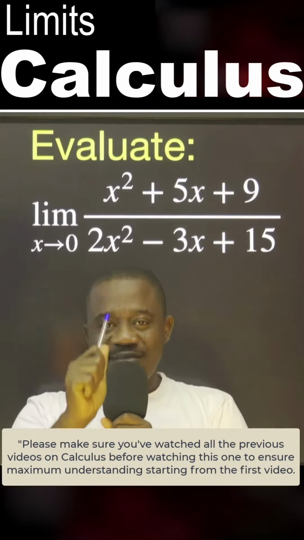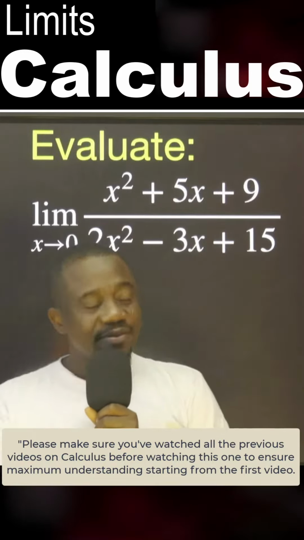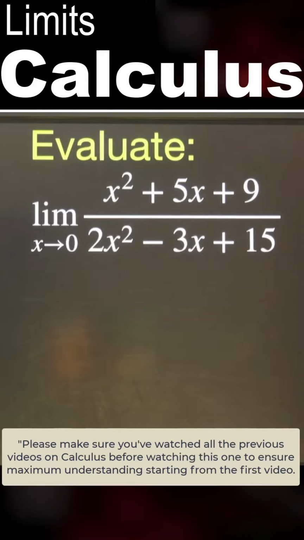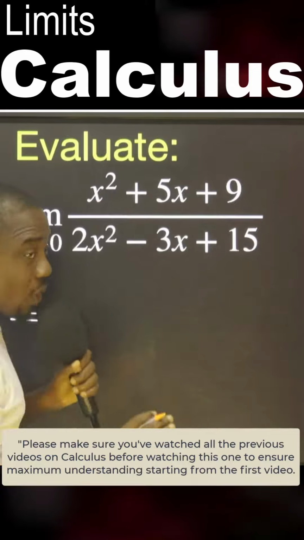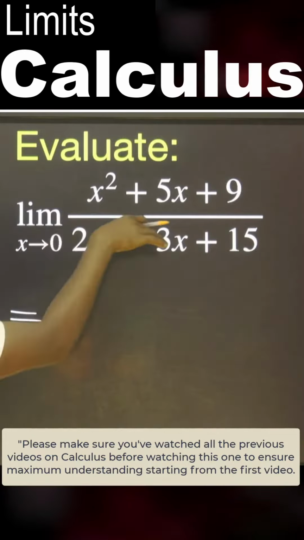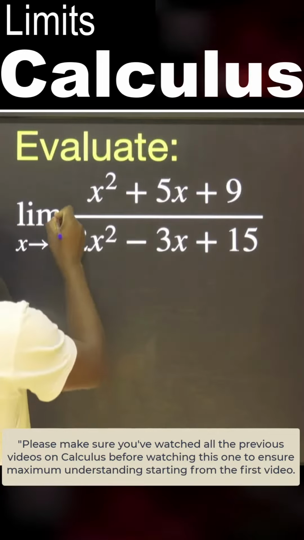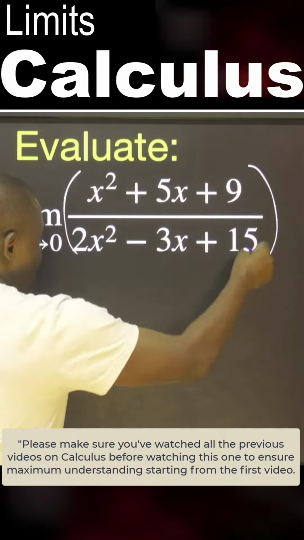We are asked to evaluate this. How do you evaluate this? As you can see in this place, we need to find the limit as s is going towards 0 for all of this. All you need to do is to apply this for the numerator and also apply the same thing to the denominator, because actually this is for all of them.